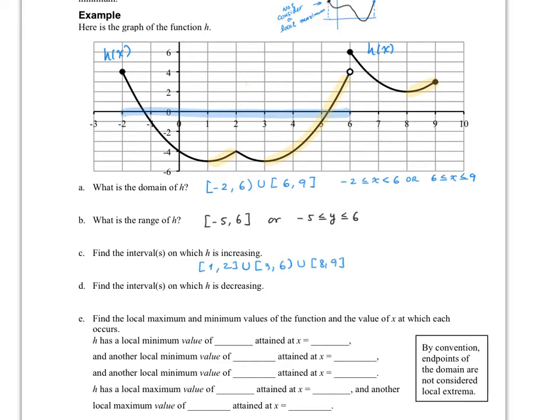The next part is asking what is this decreasing. Decreasing means it goes down or has a negative slope, so clearly this is decreasing, the part in red. This is also decreasing, and this part is also decreasing. So if we write an interval notation, this will be from -2 to 1, or from 2 to 3, or from 6 to 8.